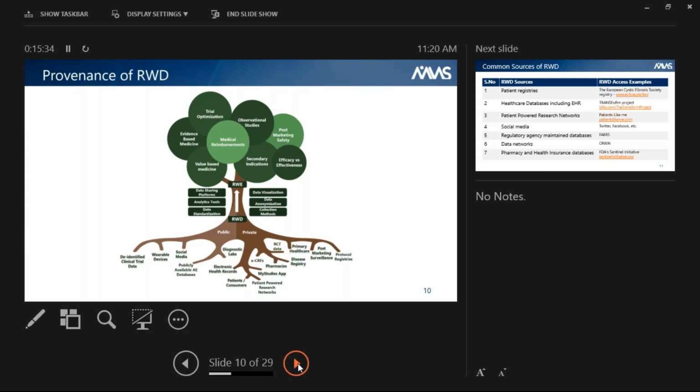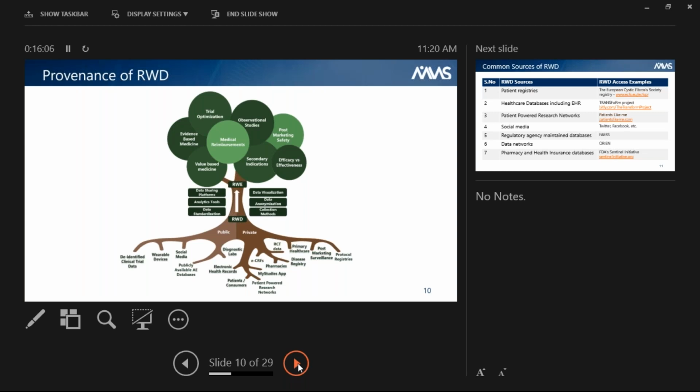This is a visual representation of the RWD and RWE process. We visualized this process similar to a tree. We have roots, trunk, branches, and leaves. If you look at the roots, we have different kinds of data sources, like wearable devices, primary healthcare, post-marketing surveillance. And this RWD data can be divided into 2 different parts: the first is publicly available data, then private data.